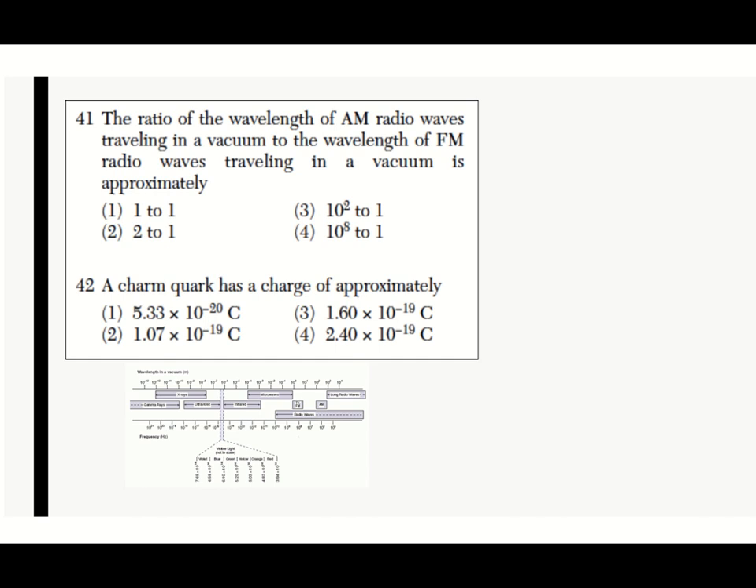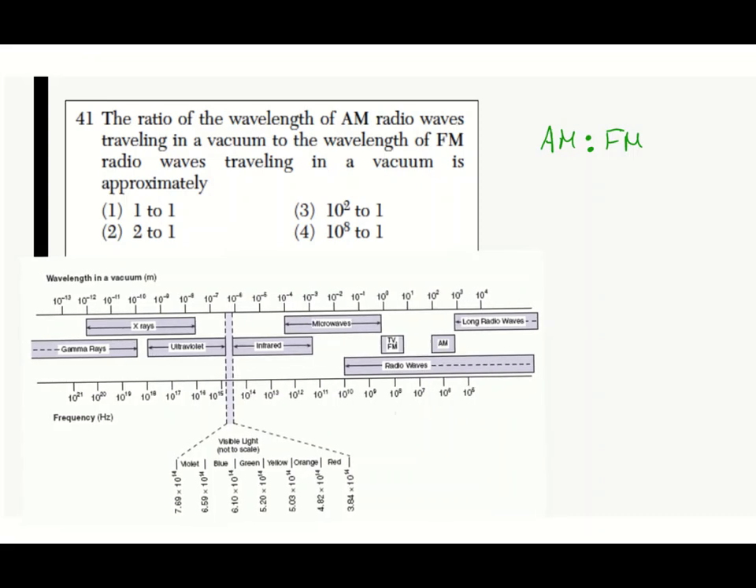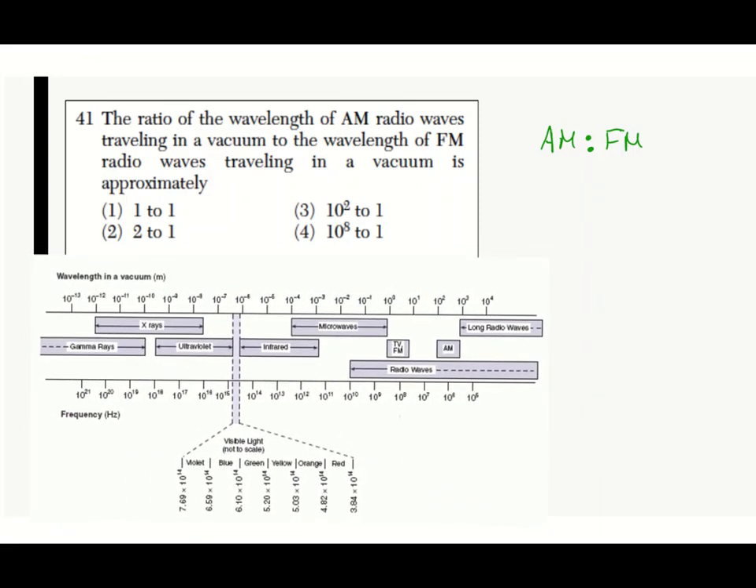Question 41 asks the ratio of the wavelength of AM radio waves traveling in a vacuum to the wavelength of FM radio waves traveling in a vacuum is approximately blank. Okay, so we're looking at the ratio specifically between AM to FM in terms of their wavelengths. And so I have here towards the bottom the electromagnetic wave spectrum. So I'm going to expand this so we could find what we're looking for. The wavelength measurements are at the top. And here we have radio waves spanning this way. They have FM over here and AM over here.